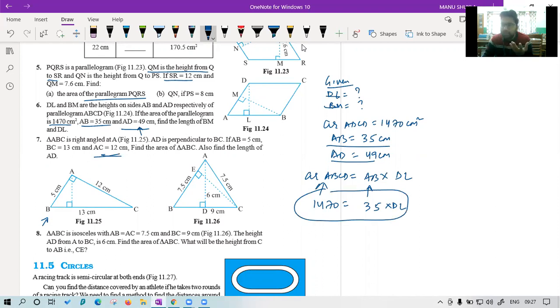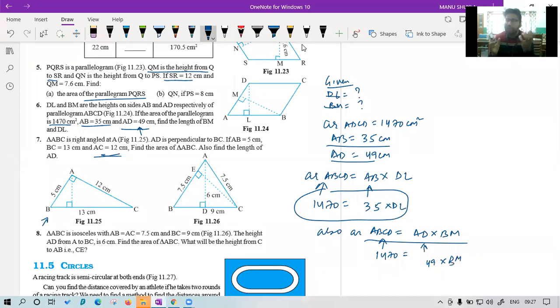Now second part, same thing. We also know area of ABCD is also given by AD into BM. So this way also we know the area of ABCD is 1470 and AD is given to you as 49 and BM is unknown. So again we will isolate the BM and get the answer of BM.